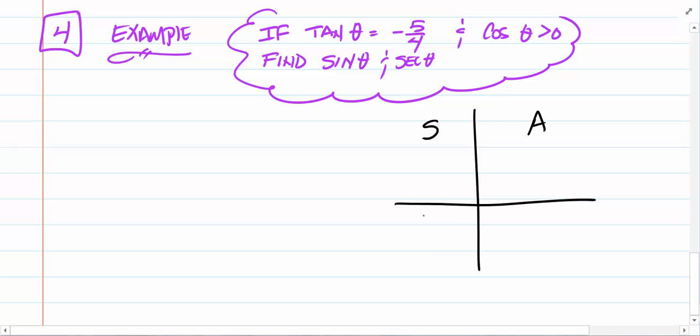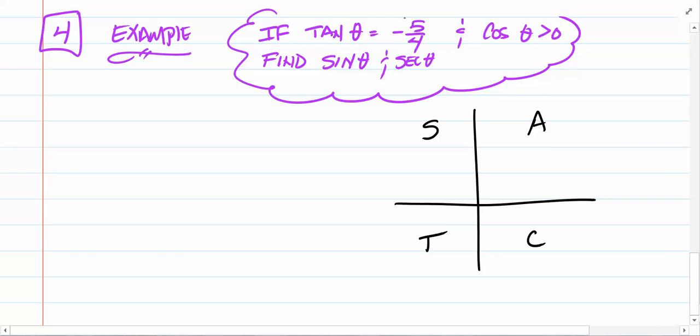Check this out. All students take calculus. Abby says no way. What does this mean? What does this represent? It says in quadrant 1, all trig functions are positive. In quadrant 2, only the sine is positive. In quadrant 3, only the tangent is positive. And in quadrant 4, only cosine is positive. So right off the bat, it can't be in here.